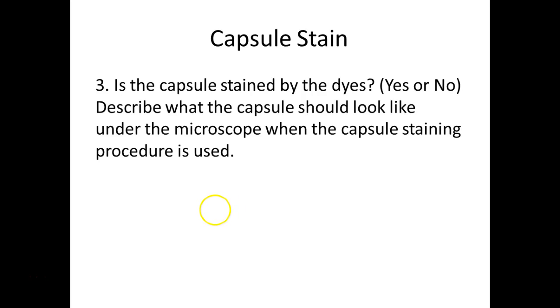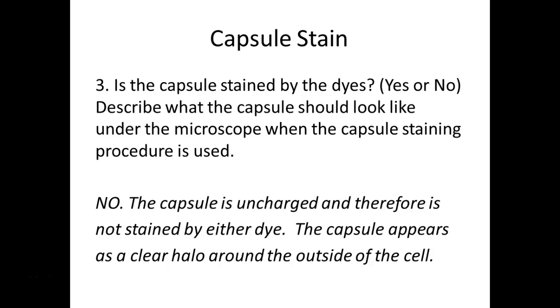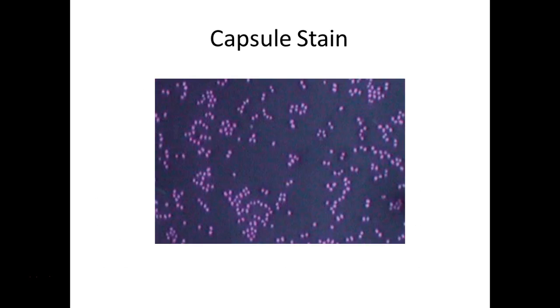Is the capsule stained by the dyes? No. So instead, we stain the cell and the background. So do you see how the background's gray and the cell is purple? Do you see a capsule? No. One of your slides is going to look like this today. One of the cocci does not have a capsule. So you're not going to see the little halo. And then the other cocci is so small, it's going to be really hard to see the halo.